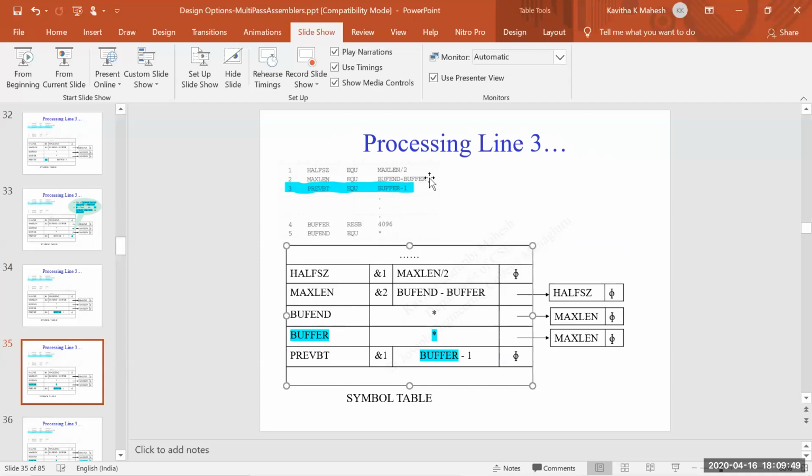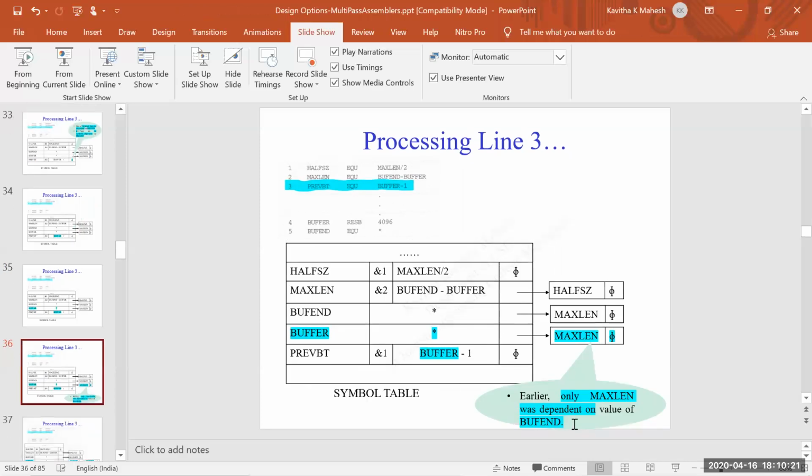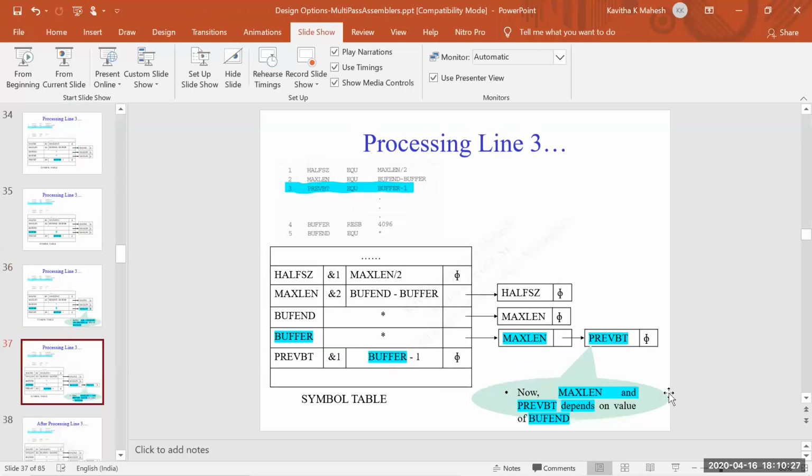Earlier, when line 2 was processed, we saw that maxlen was dependent on buffer. So we added maxlen to the list associated with buffer. Right now, we have one more symbol that is dependent on buffer, which is previous byte, and its value is given by buffer minus 1. So previous byte is dependent on buffer. So you need to add previous byte to the list of symbols that are dependent on buffer. So I have to add one more entry at this point. I show it in the following slide. Earlier, only maxlen was dependent on buffer. Now, after processing line 3, we have one more symbol, previous byte, that is dependent on buffer.